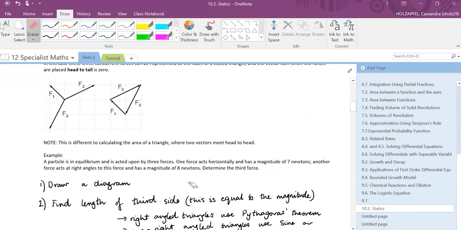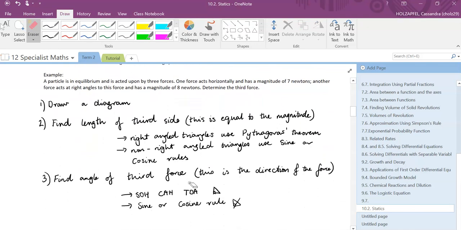So what we're going to do is look at this example here. A particle is in equilibrium and is acted upon by three forces. One force acts horizontally and has a magnitude of 7 newtons. Another force acts at right angles to this force and has a magnitude of 8 newtons. Determine the third force. I find with problems like this, it's most useful to draw a diagram first, and then we can go ahead and find the length and the angle that we need.